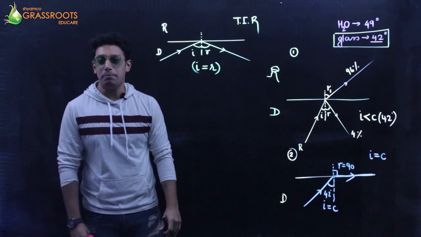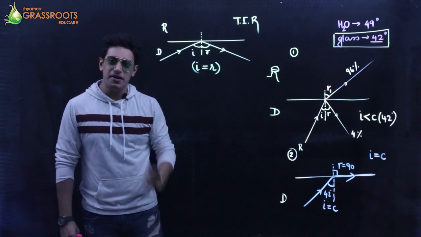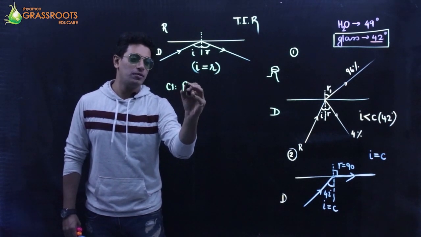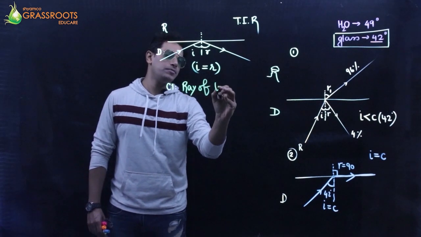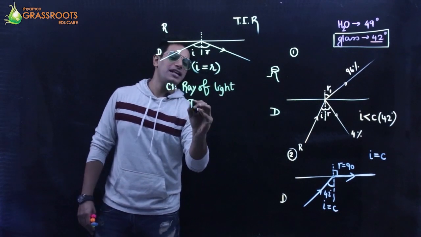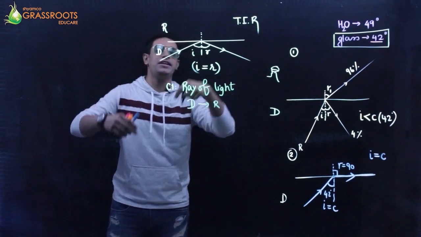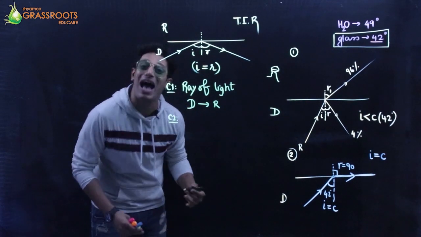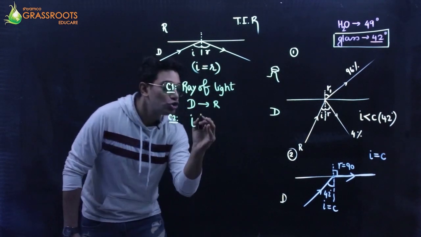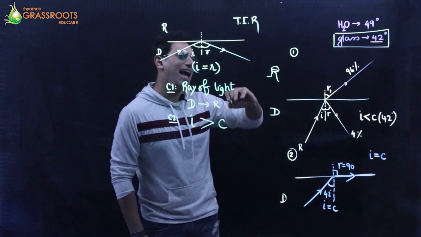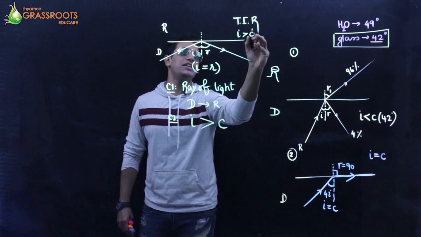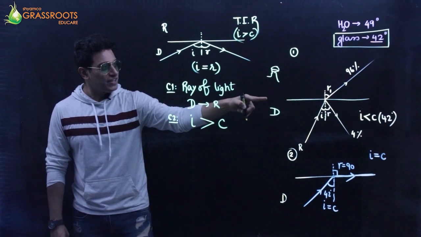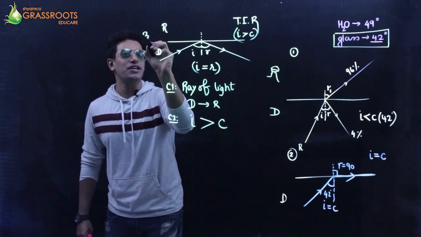And I can say, for total internal reflection, there are two conditions. Condition number one: the ray of light should fall from a denser medium to a rarer medium. That's the first condition. And condition two, for total internal reflection to happen: the angle of incidence should be greater than the critical angle. So in this condition, I is greater than 42 degrees. All right. And this was the third case for you.